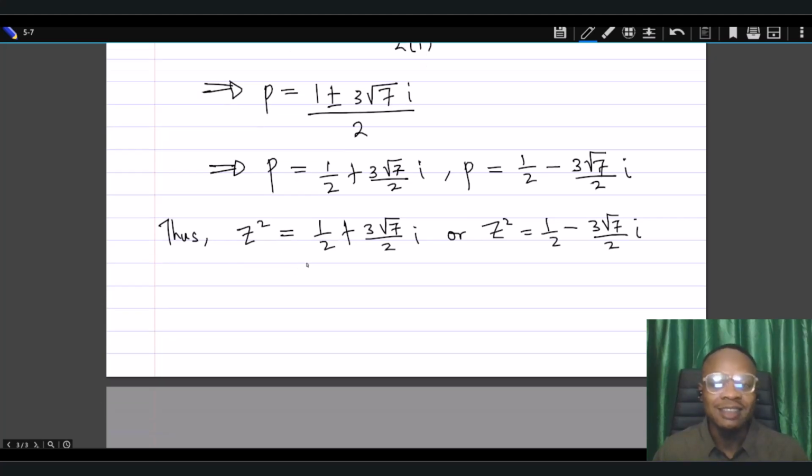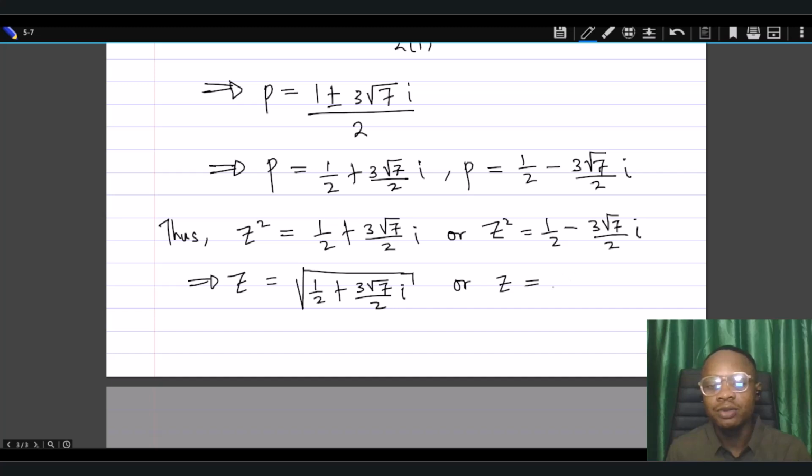I mean, get the square root of each of them. So basically, this is saying that z squared is equal to... sorry, z now will be equal to the root of 1 over 2 plus 3 root 7 over 2 i. Or z will be equal to the root of 1 over 2 minus 3 root 7 over 2 i. So that is what we want to get now.